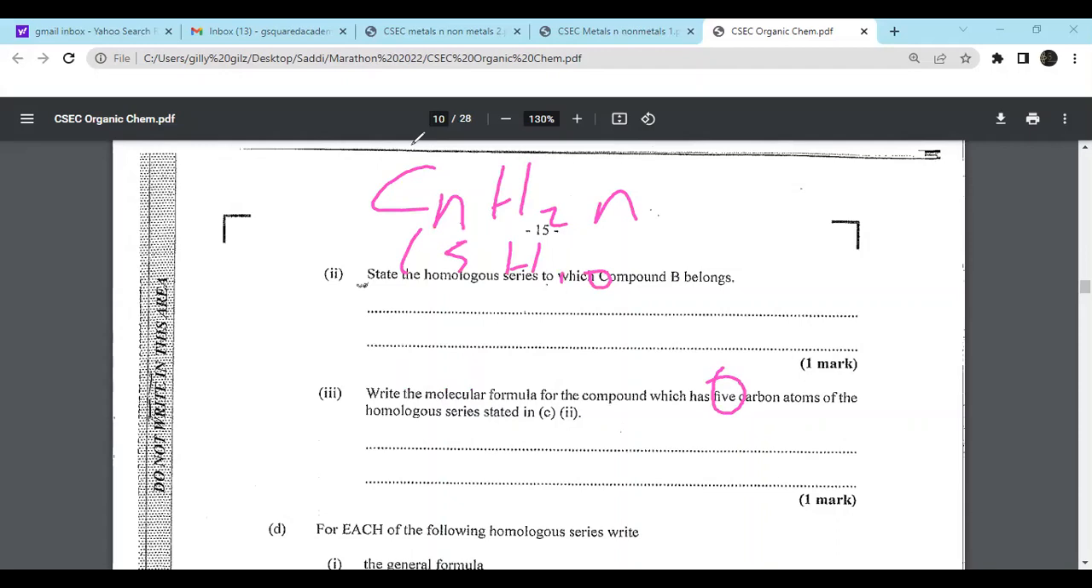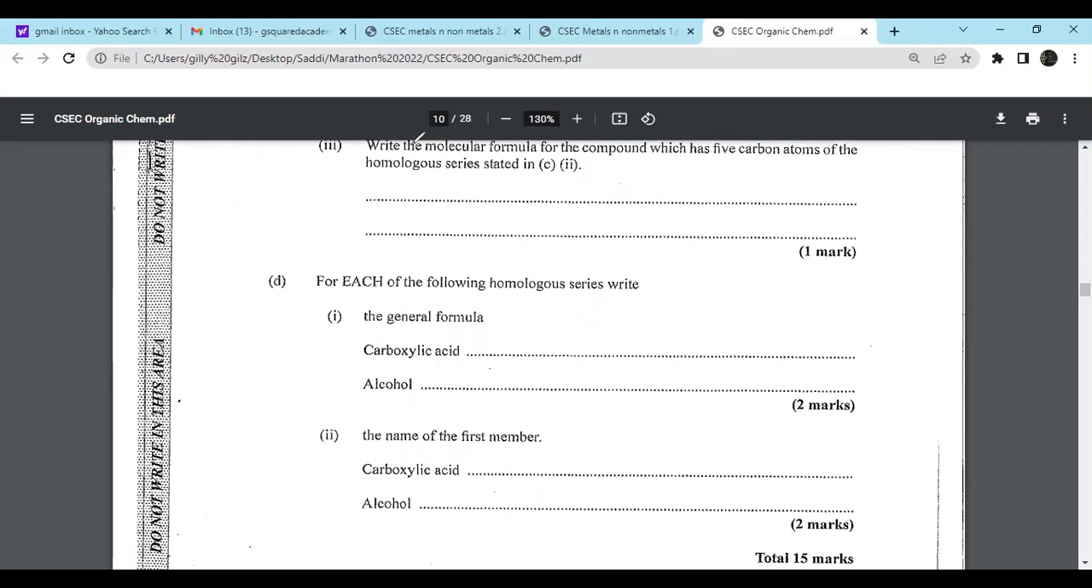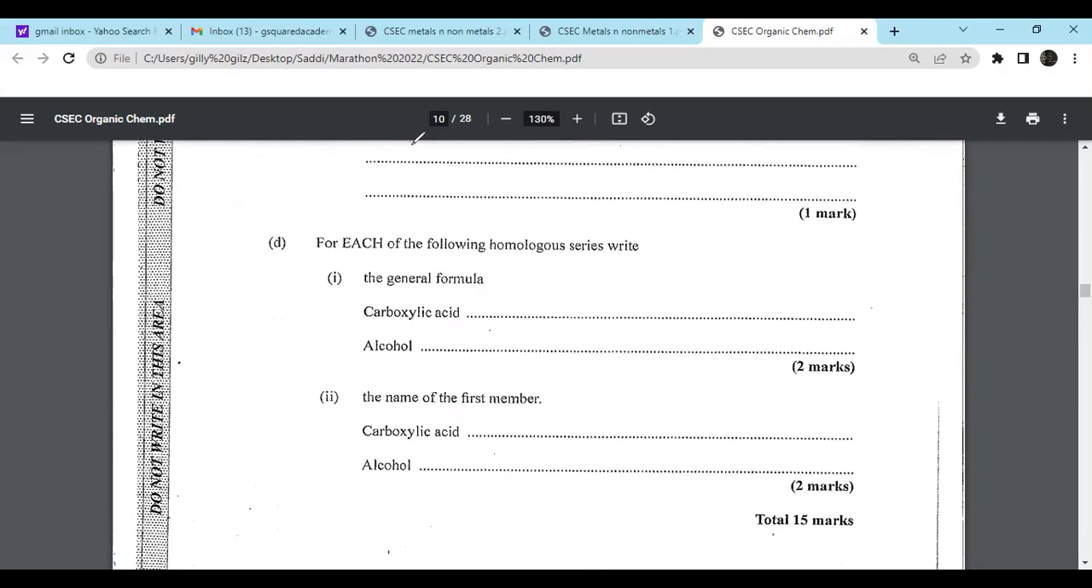All right. For each of the following homologous series, write the general formula. What's the general formula of carboxylic acids? And what's the general formula of alcohols? The general formula of carboxylic acids is, and this might change depending on which book you're looking in, Cn-1 H2n-1 COOH. That's what I always say. Alcohol is CnH2n+1 OH.